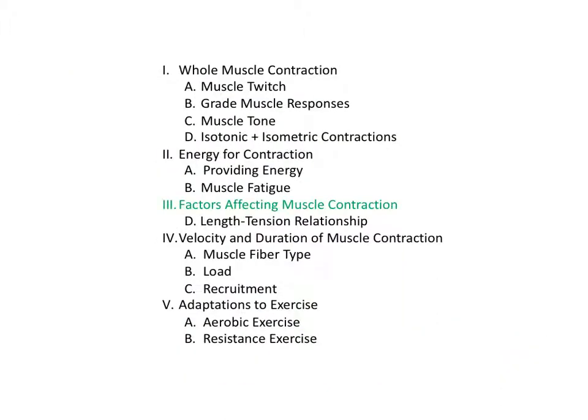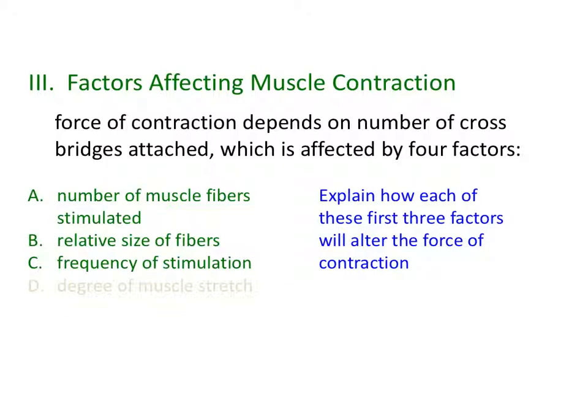What we will talk about next are the factors affecting muscle contraction. And we've talked through a bunch of these already, which we'll re-mention and have you think through. But at this point, we'll be talking about the length-tension relationship. So the first three factors that influence force of muscle contraction are things that alter the number of cross bridges attached, and these are altered by the number of muscle fibers stimulated, relative size of fibers, and the frequency of stimulation. So what I would like you to do before going on to the next slide is explain how each of these three factors alter the force of contraction.